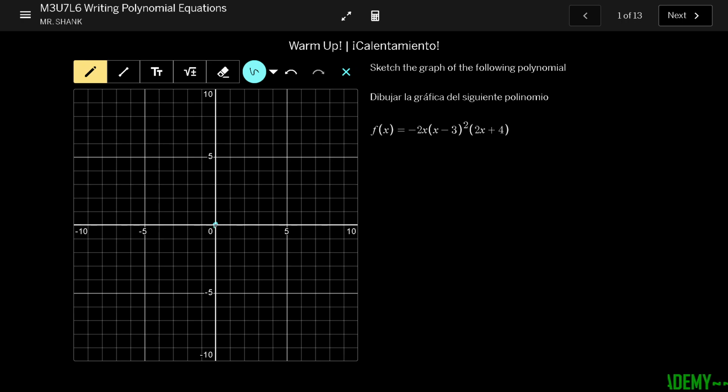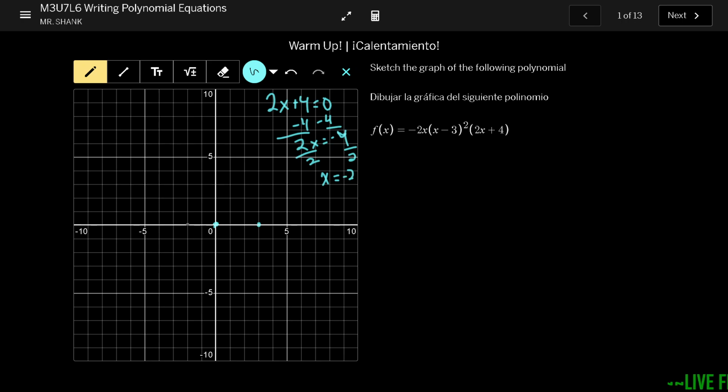So I can graph out the point 0, 0, because I know it goes through the x-axis at that point. I have a double root at x equals positive 3, because I have an x minus 3 squared. So that's going to tell me I have a double root. I have 2x plus 4, which on the side, I can do 2x plus 4 equals 0. Subtract 4 from both sides. I have 2x equals negative 4. Divide both sides by 2. I get x equals negative 2.